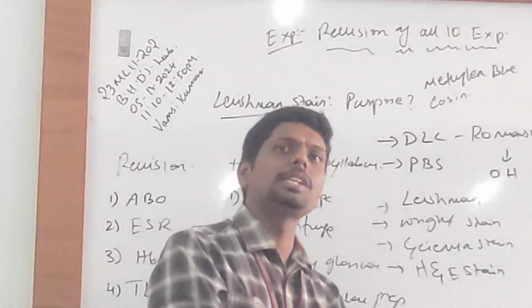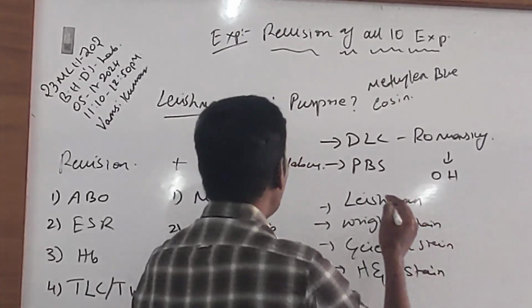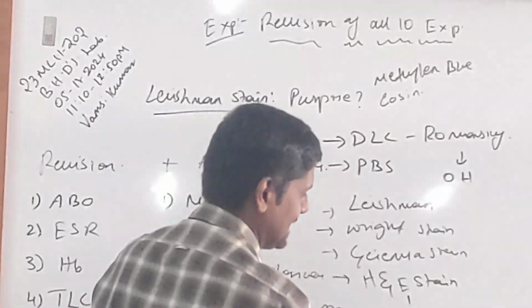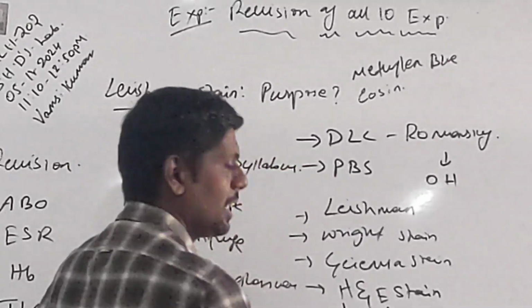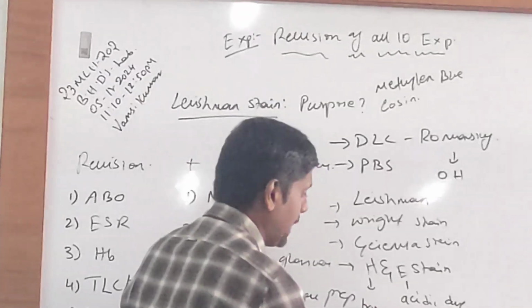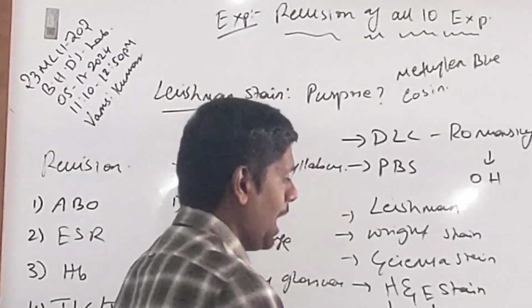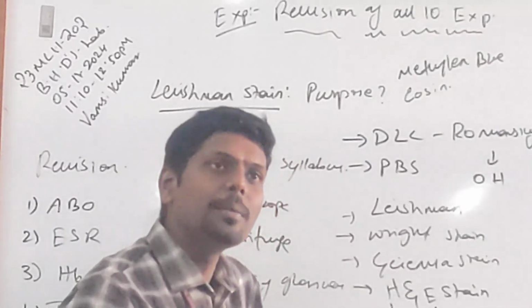Very good. Who said eosin? Well done. Eosin. In H and E, eosin is the acidic dye, whereas hematoxylin is a basic dye. Keep in mind. Now, hematoxylin is also called as what stain?